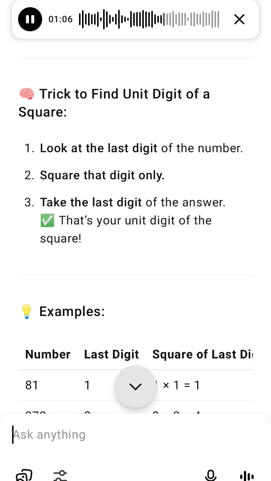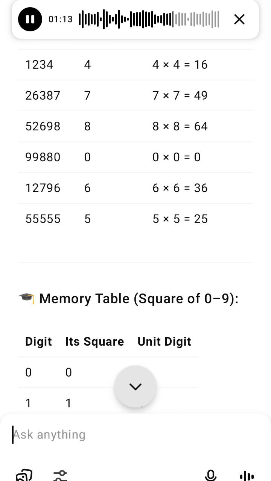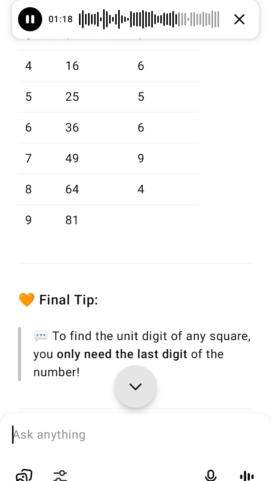Memory table: square of 0 to 9, digit, its square, unit digit. 0, 0, 0. 1, 1, 1. 2, 4, 4. 3, 9, 9. 4, 16, 6. 5, 25, 5. 6, 36, 6. 7, 49, 9. 8, 64, 4. 9, 81, 1. Final tip: to find the unit digit of any square, you only need the last digit of the number.